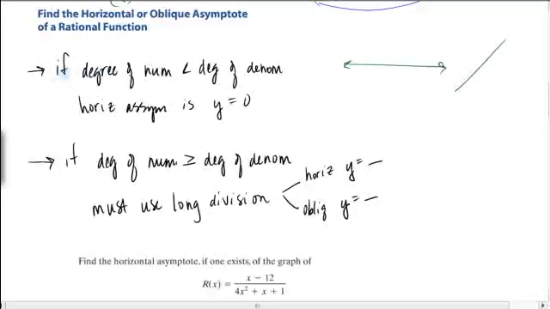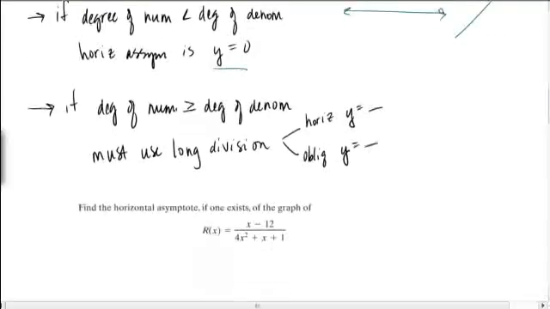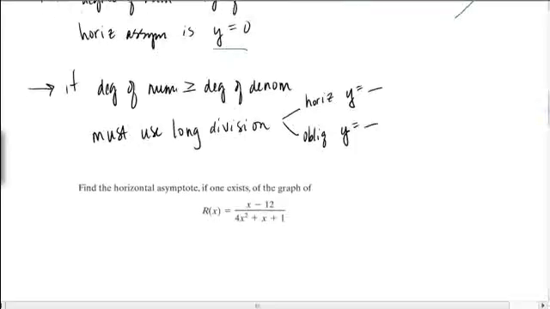I want you to understand that if the degree of the numerator is less than the degree of the denominator, we end up with a horizontal asymptote at y equals 0. That's one first choice. The second choice says if the degree of the numerator is greater than or equal to the degree of the denominator, we have to use long division to find out what the horizontal or oblique asymptotes are going to be. So let's practice that, and I can describe what I'm talking about a little bit further.